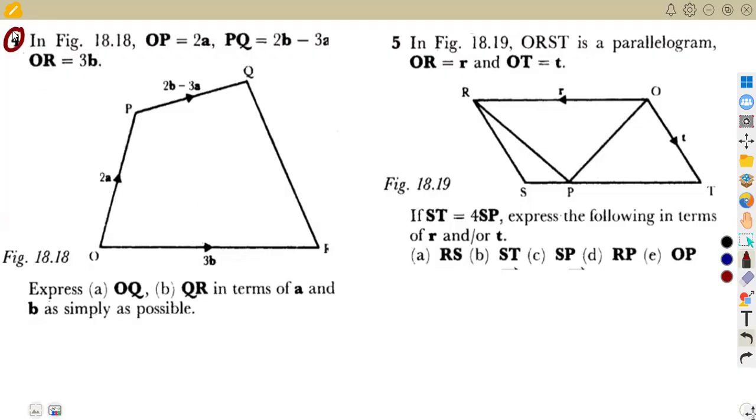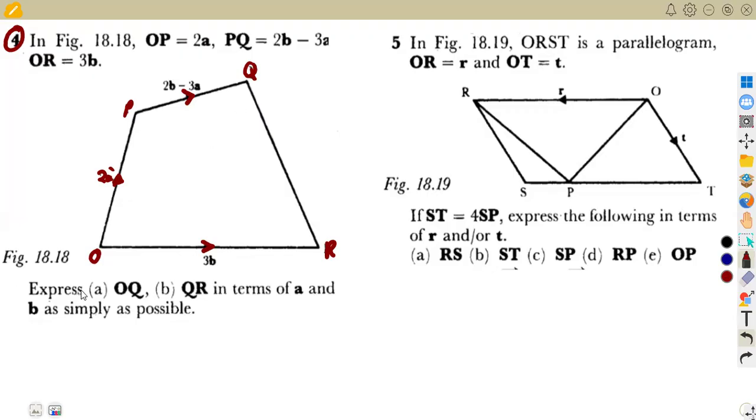So considering question 4, where we are given in fig 18.8, OP is given as 2a, that is from point O to the point P, we are given this vector as 2a. All right, so that is our vector 2a. And here we are given PQ as 2b minus 3a, and also vector OR in this case, which is given as vector 3b. The arrow is pointing in the direction of R. And here the direction is from P to Q.